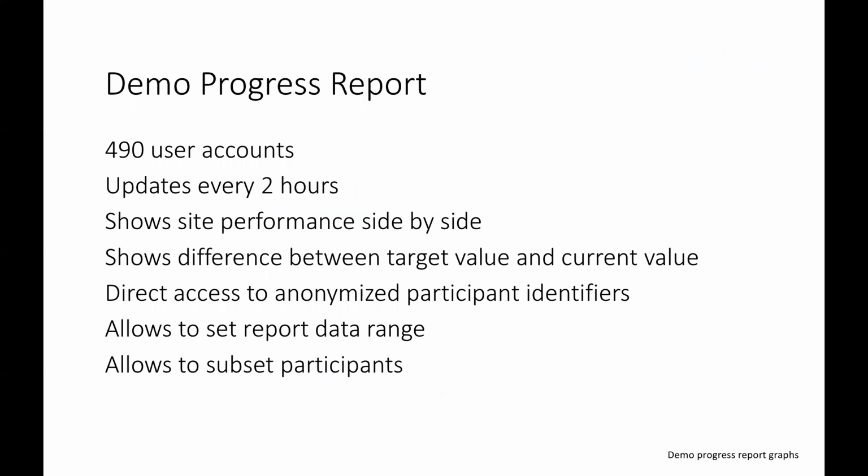So the user accounts on this system I'm showing here, this is not all the active users, but it's basically the user accounts for about 2 years. It's 490. The progress reports are updated every 2 hours. And that's essential because sites use them while visits are still ongoing. So when they have the parent and the participant, the child, in the study, they will have a chance after a couple of hours to review the progress and identify any kind of missing values.